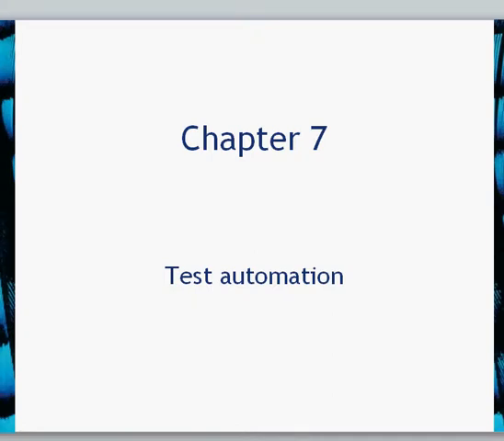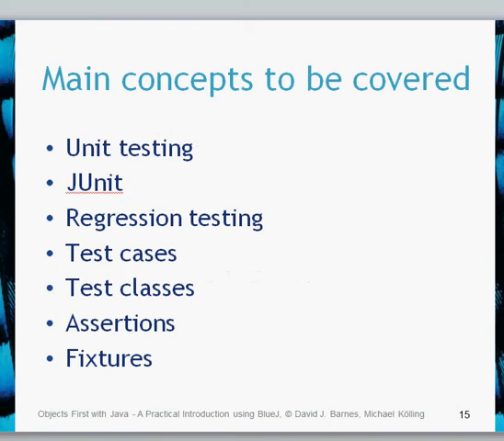Hello again, this is a chapter 7 video and we're going to be looking at test automation. So a few concepts we're going to be considering there. An important one out of all of that is regression testing and how we go about regression testing using JUnit test cases, test classes, assertions and fixtures.